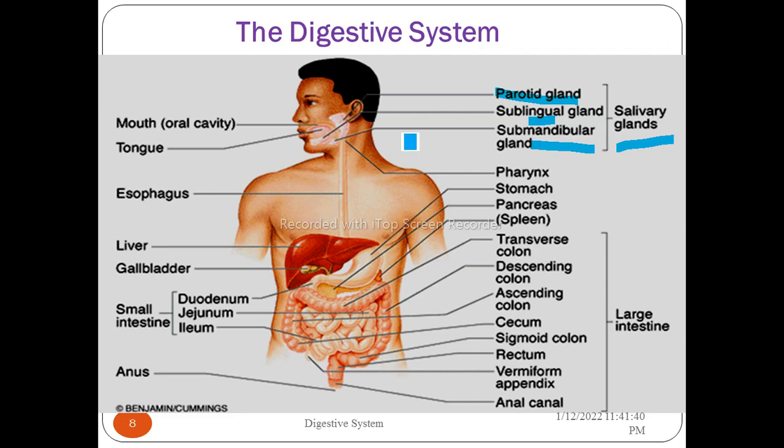Then this is the pharynx, and this is the esophagus, about 25 to 30 centimeters. Then it joins the stomach.